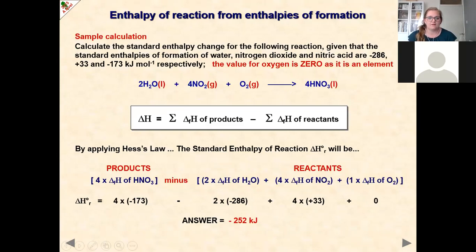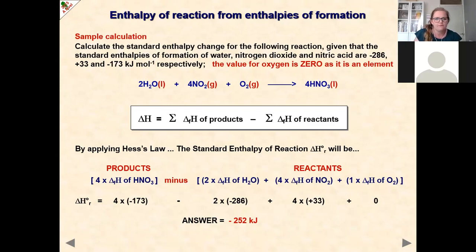So an example. You might get asked to calculate the standard enthalpy change for the following reaction, given that the standard enthalpies of formation of water, nitrogen dioxide and nitric acid are minus 286, plus 33 and minus 173 kilojoules per mole, respectively. The value for oxygen is 0 as it is an element.